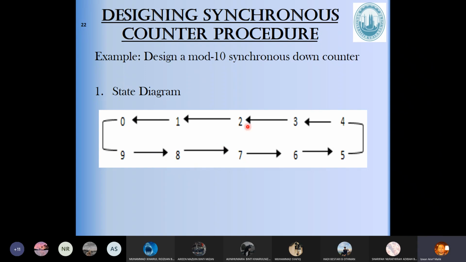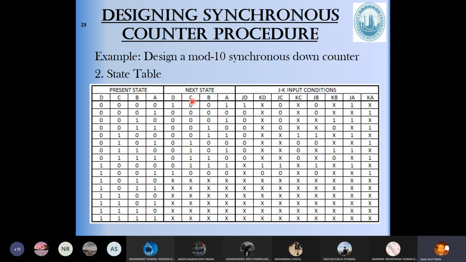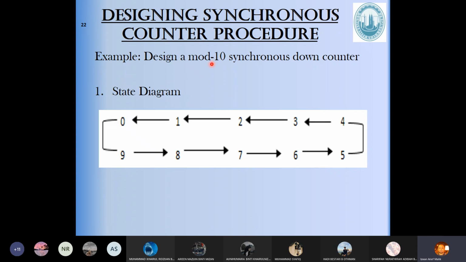Okay, so this arrow goes anticlockwise, because I start from 0, it goes to 9 first, then goes to 8, goes to 7 and so on. Okay, then what else you have to do? You have to translate the diagram into a state table. So it is a mode 10, square root of 10, you will get 3.2 something if I'm not mistaken. So the next greater round number is 4.